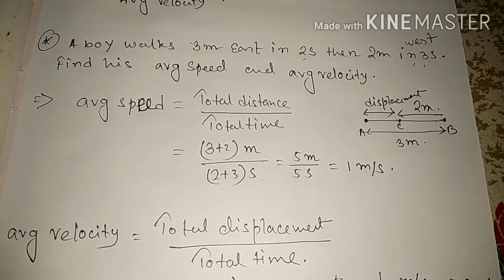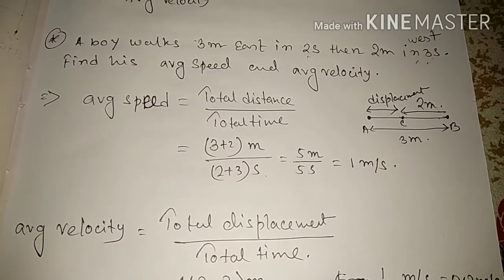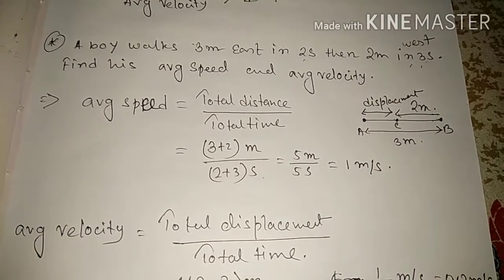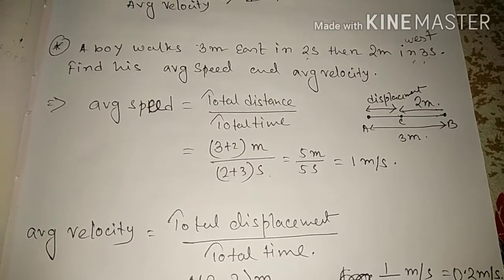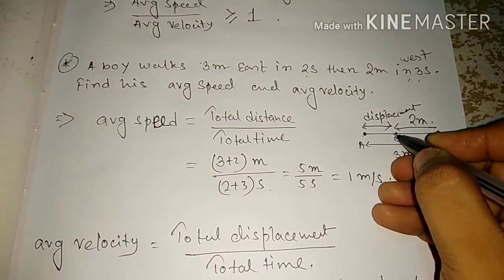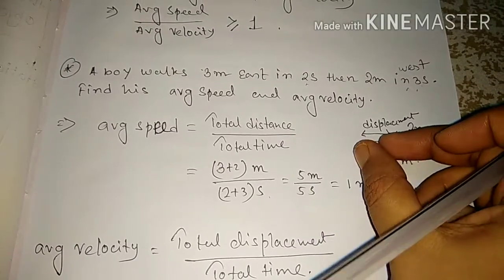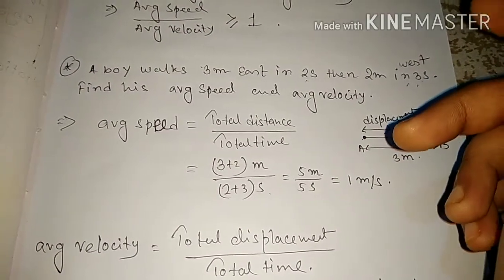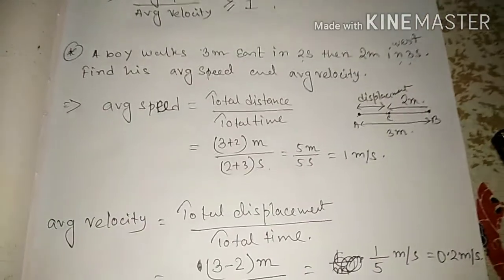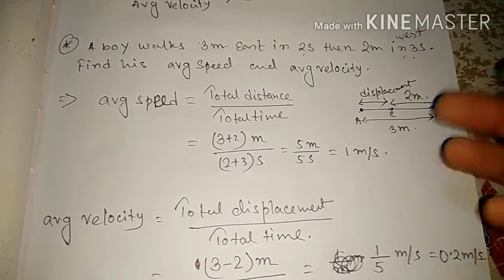But average velocity means total displacement, and displacement means the shortest distance between the 2 points, that means initial point and final point. For this case, initial point is A and final point is C. So what is the distance between A and C? This is 3 and this is 2, so this is 3 minus 2, 1. In most cases, the students make the mistake of 3 plus 2, 5 by 5.